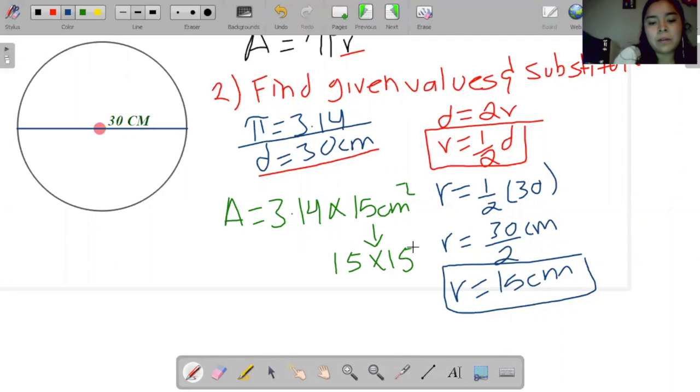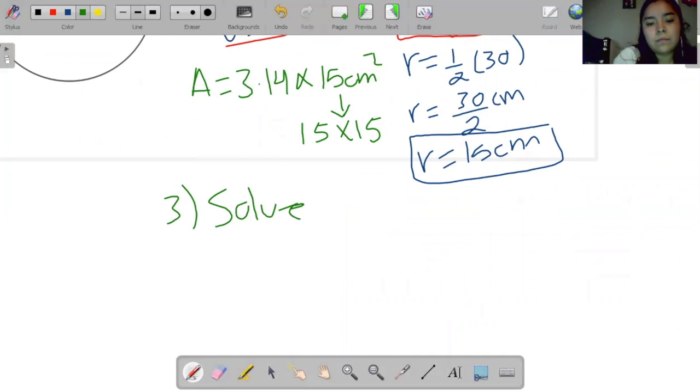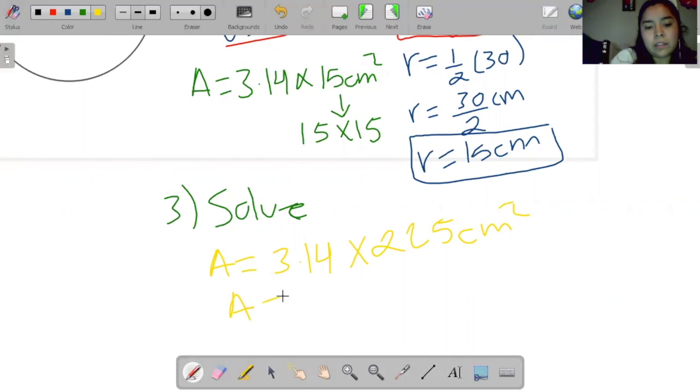So our last step will be to solve. The third step is solve. So now we're going to multiply. A is equal to 3.14 times, I believe it's 225 centimeters square. So then A is equal to 706.25.